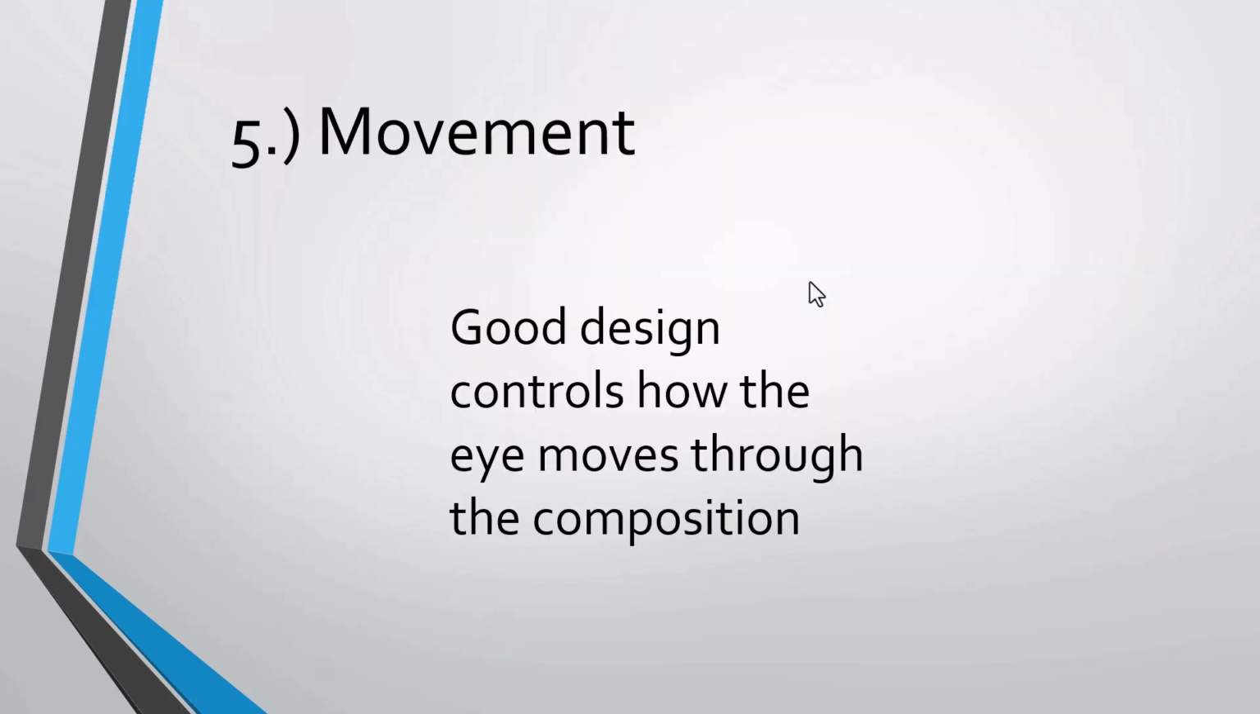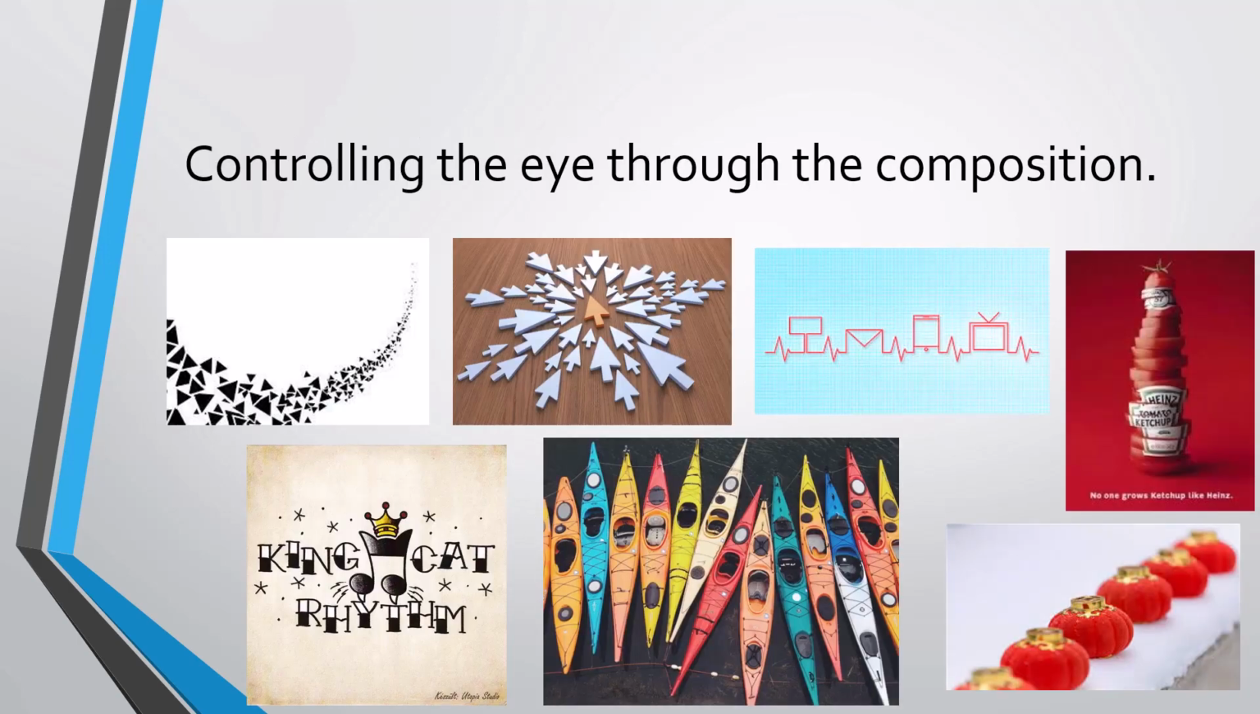Our fifth principle is movement. Good design controls how the eye moves us through the composition. Lines can help direct us through it. The principle of movement goes back to the idea that good design controls the eye's flow. The flow of line can move the eye across the page or across a screen.